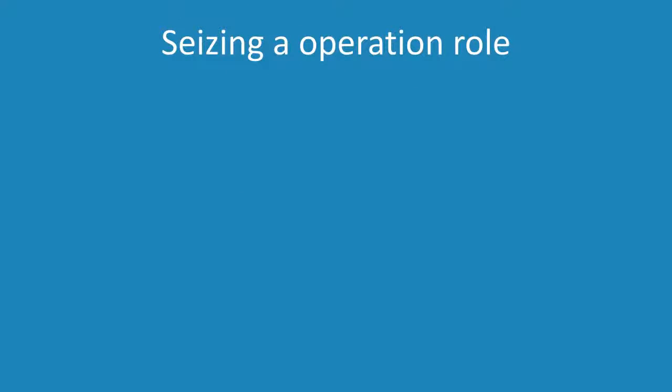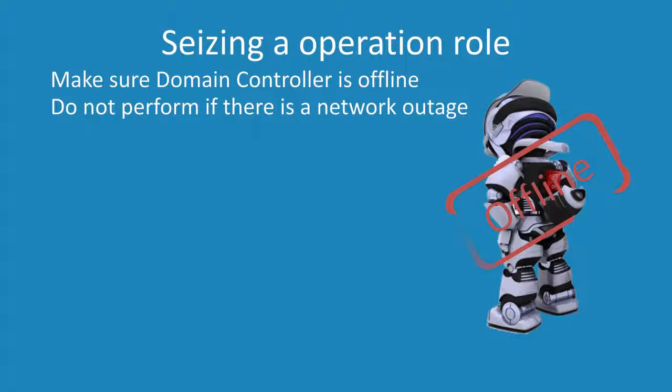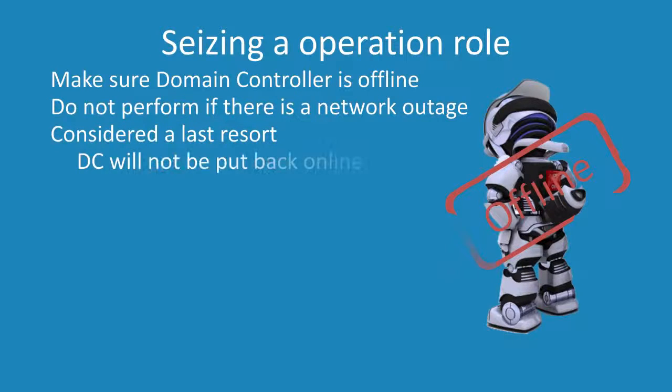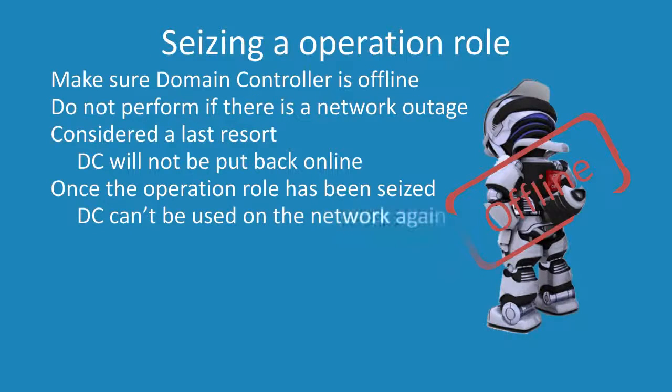Before seizing the role, you should make sure the domain controller is offline. Seizing a role should not be performed if you have a network outage and your network is divided in half. Seizing an operational master role is considered a last resort when the domain controller is offline and will not be brought back online ever again. Once you make the decision to seize the operational master role, you need to understand that the domain controller cannot be used on the network again. Seizing a role is a drastic step and should not be taken lightly.